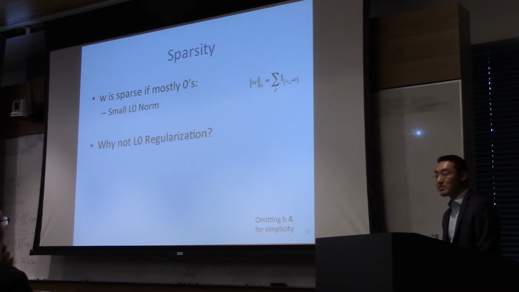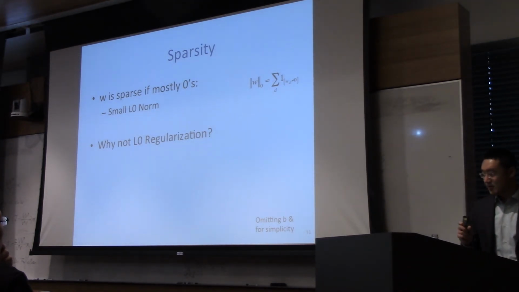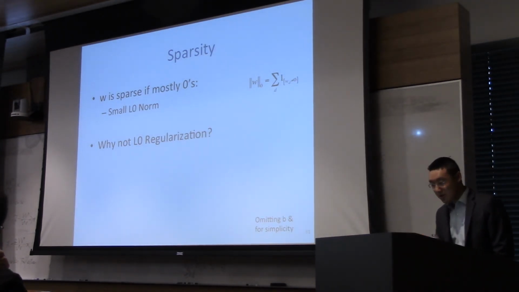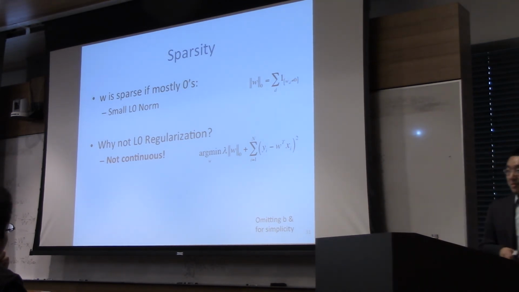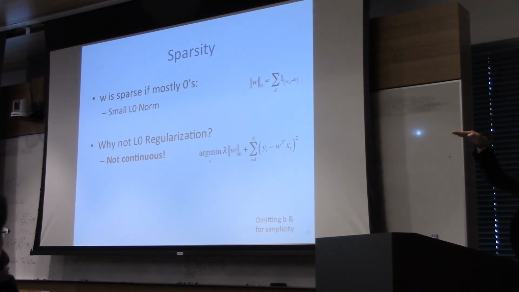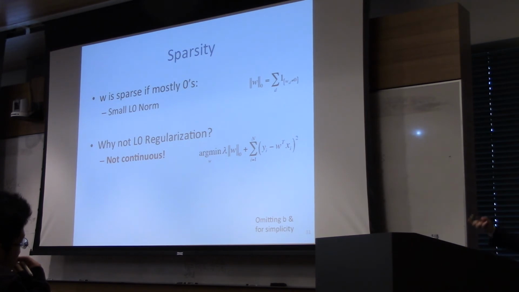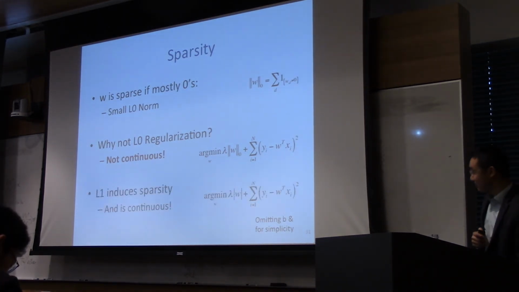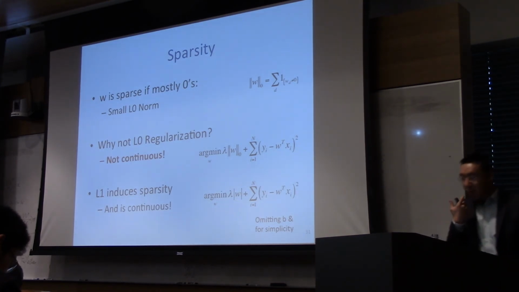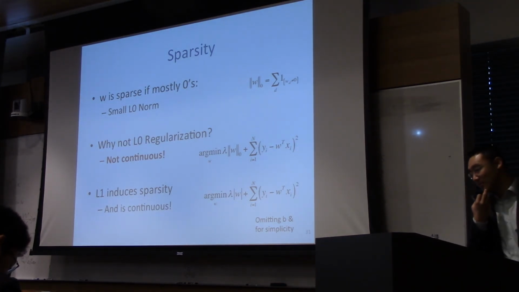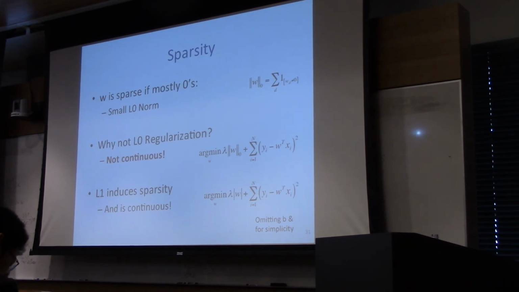Any ideas? Not convex. Great. It's not convex. It's also not continuous, right? Because the L0 norm says the norm is 0 and then suddenly jumps to 1 as soon as the component is non-zero. So it's not continuous, therefore not convex. So L1 is known as the convex envelope of the L0 norm. What that basically means is that people use it in practice to induce sparsity, and it's one that people know how to optimize.